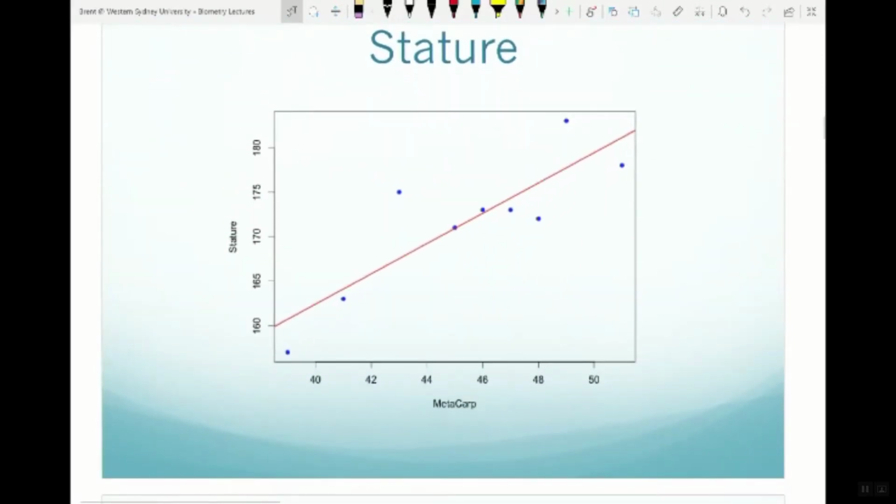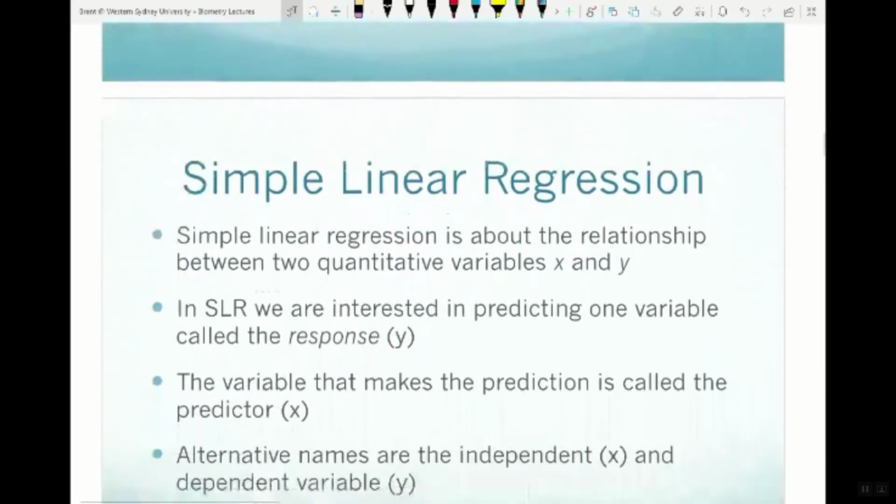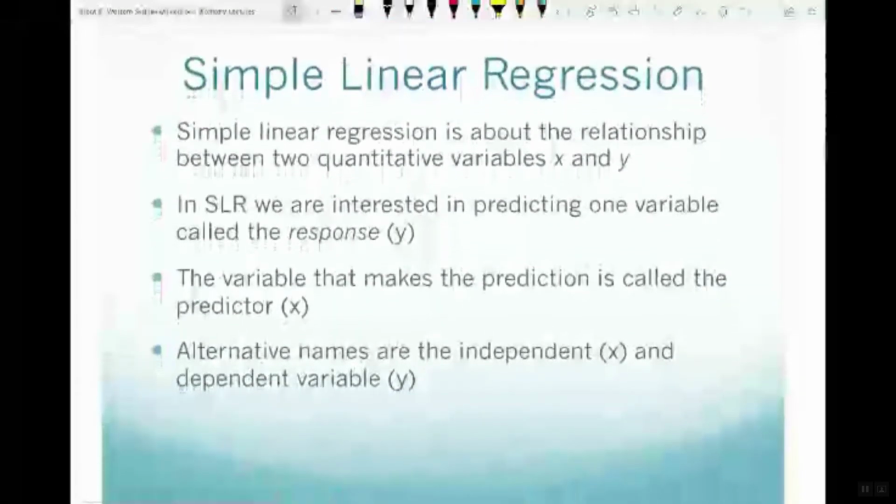And we want to say, is there a linear relationship? Yes, there is. According to what we did in the first part of the lecture, there was a linear correlation, a pretty strong one as well at 0.85. Can we use that then to predict, with a reasonable degree of accuracy, someone's stature based on the length of their metacarpus? So we're interested in using the x variable to predict a value of the response variable. The response variable responds to changes in the predictor.